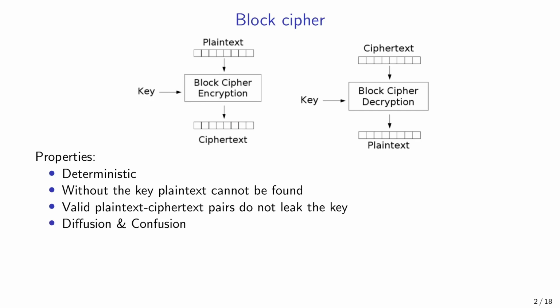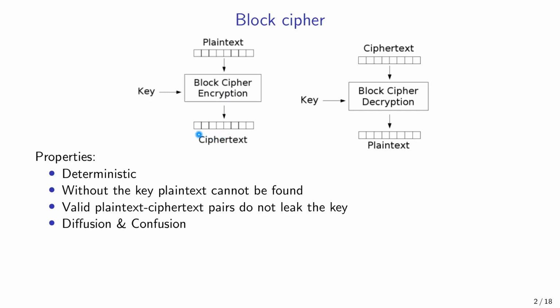Then the diffusion and confusion. This property is important to guarantee security of the block cipher. What it basically means is that if we change just a single bit in the plaintext and apply encryption with the same key, the ciphertext should re-randomize. Similarly as for hash functions, half of the bits in random positions in the ciphertext will flip.